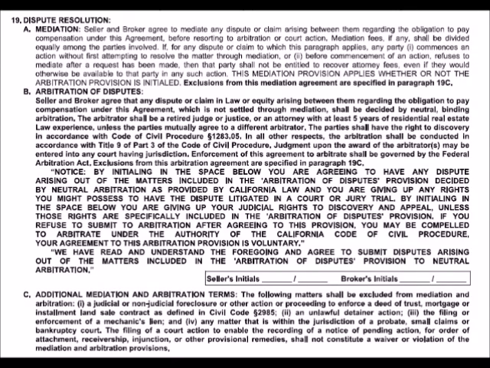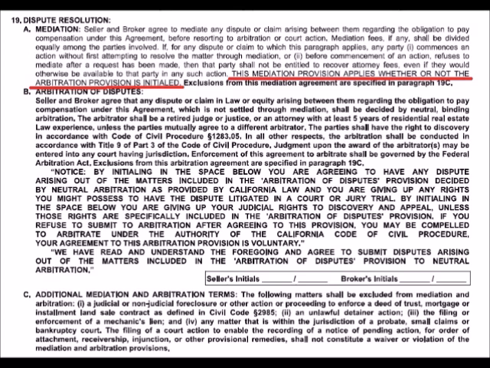At the bottom of page 4 in Section 19 is Dispute Resolution. Section A, Mediation, states that the parties agree to mediate any dispute arising out of the listing agreement, with certain exceptions set forth in paragraph 19C below. Mediation is required even if the parties do not place their initials in this paragraph.